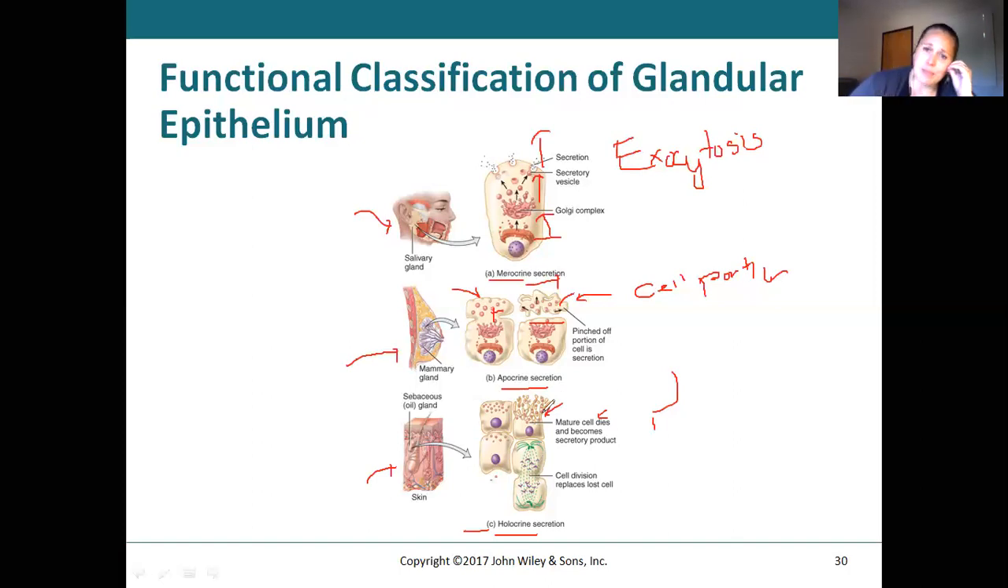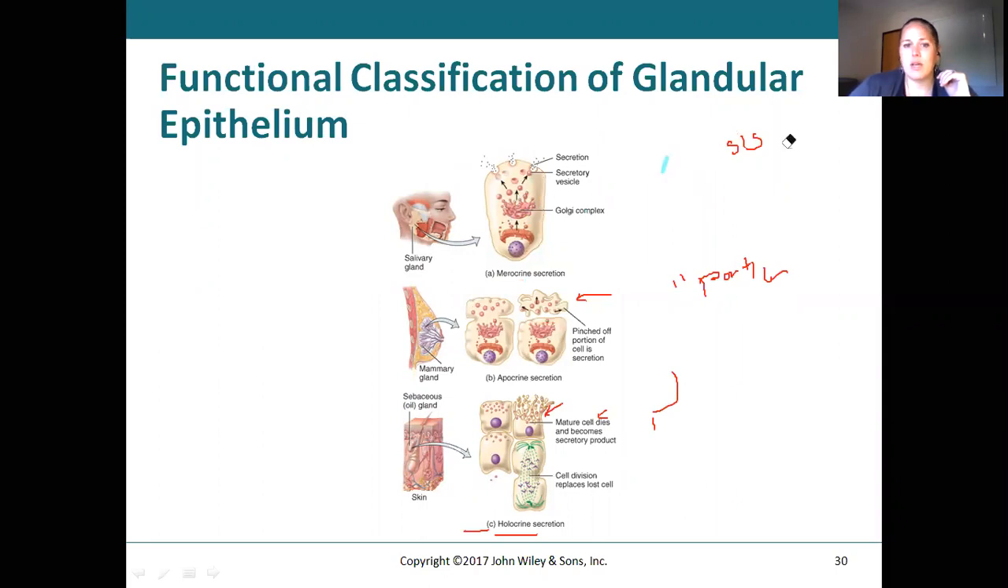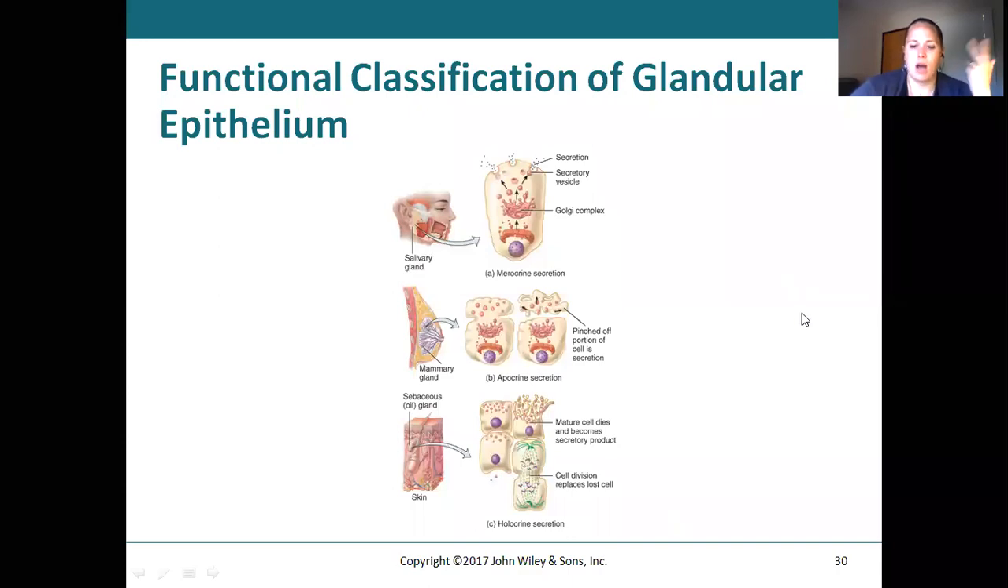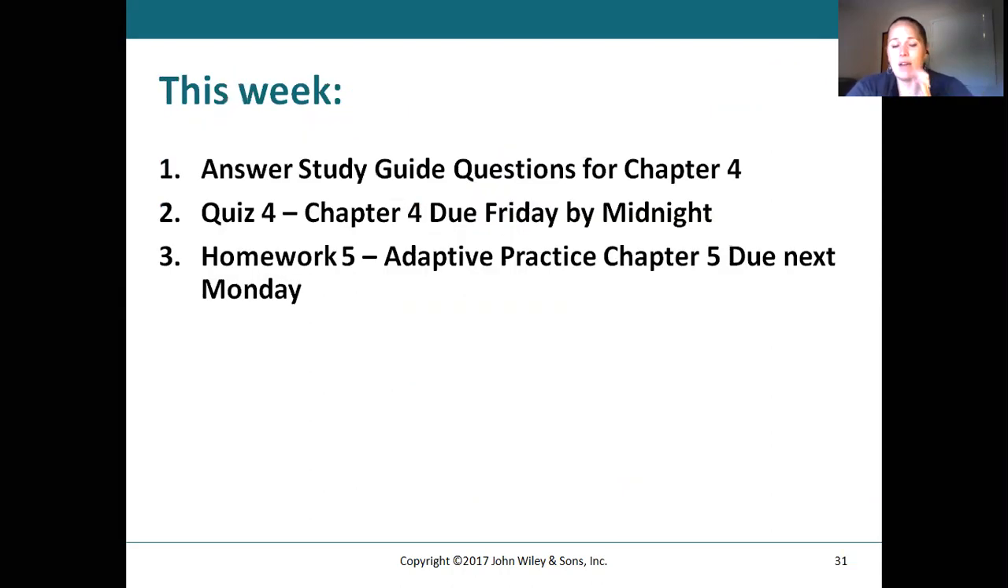So these are the three different types of secretion methods that can occur when we're talking about glandular epithelium. Merocrine secretion, which is exocytosis; apocrine secretion, which is a pinching off of a large part of the cell that is then released to the extracellular environment; and then holocrine secretion, which is essentially cell lysis and release of the cell's contents into the extracellular environment. Okay, merocrine, apocrine, holocrine. Salivary, mammary, skin.